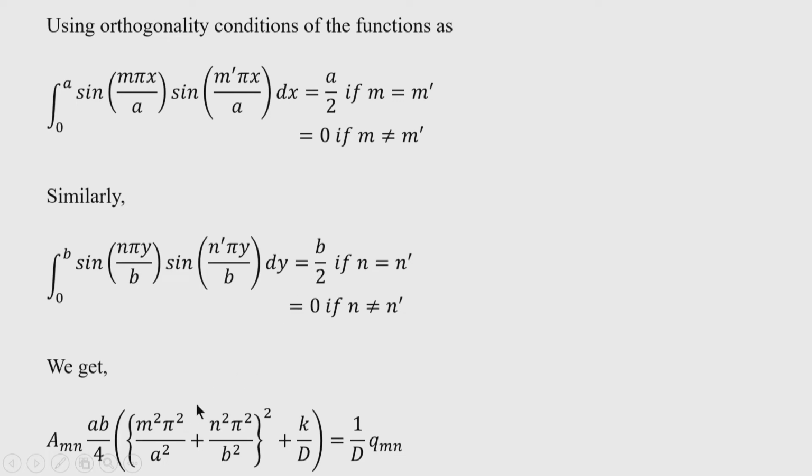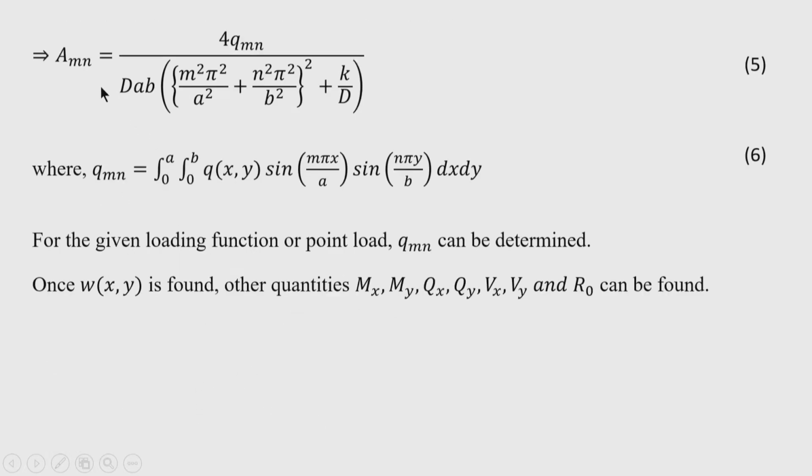So, now one can get the value of A mn. So, A mn is 4 Q mn by D a b, where D is the flexural rigidity, and a and b are the dimensions of the plate, and you are getting here this term which contains the harmonic numbers m and n, and also the dimensions of the plate a and b, and it is a squared quantity, plus k by D, where k is also a positive quantity, D is also a positive quantity. So, this term is always positive inside the bracket.